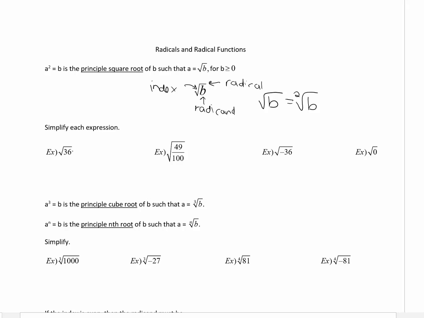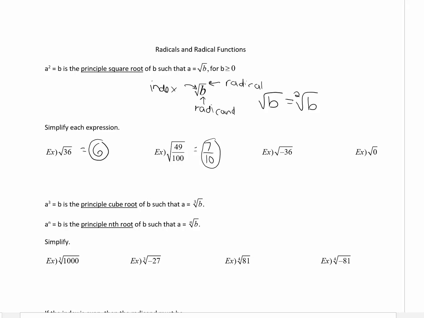Well, here I have the square root of 36. So what value times the same value gets me to 36? Well, that answer is 6. So the square root of 36 is 6. The square root of 49 over 100. What value times the same value gets me to 49 over 100? Well, that is 7/10. 7 times 7 is 49. 10 times 10 is 100.